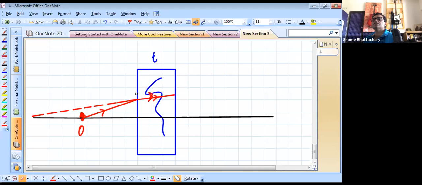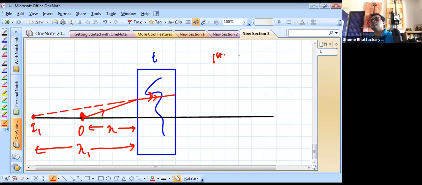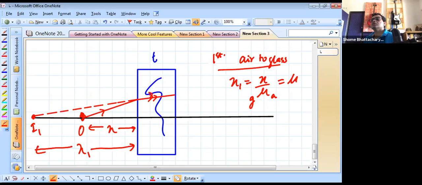For the second incidence, which is from glass to air, the object actually becomes this one. Let me say I take this distance as x1. Already I've taken this distance as x. So the first one is from air to glass. So the apparent depth will become the real depth divided by refractive index of air with respect to glass. That will be mu x. And that is why it's greater, you can see, because mu is obviously greater than 1. So this becomes my first.